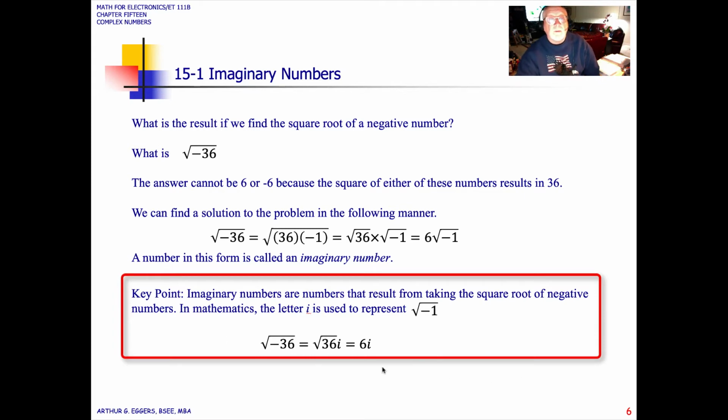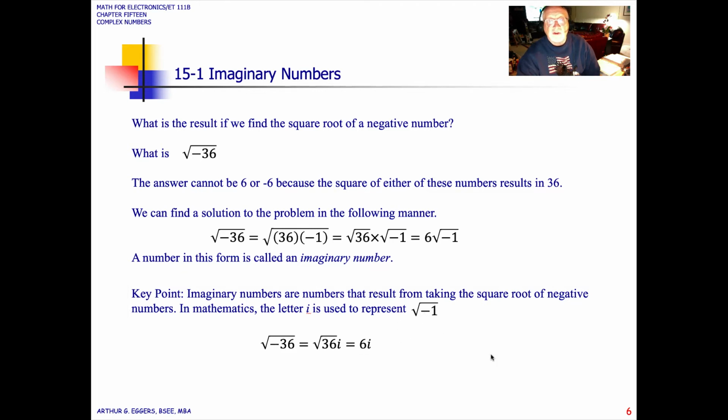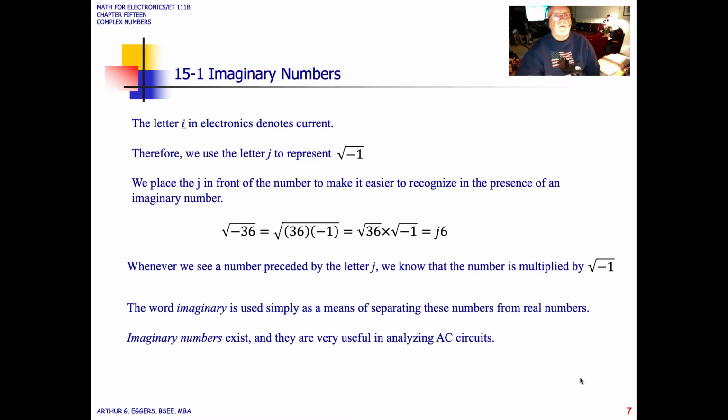So what we end up with when we factor it out, we end up with the negative square root of the negative 36 is 6 times i, where i is understood to be that square root of -1.